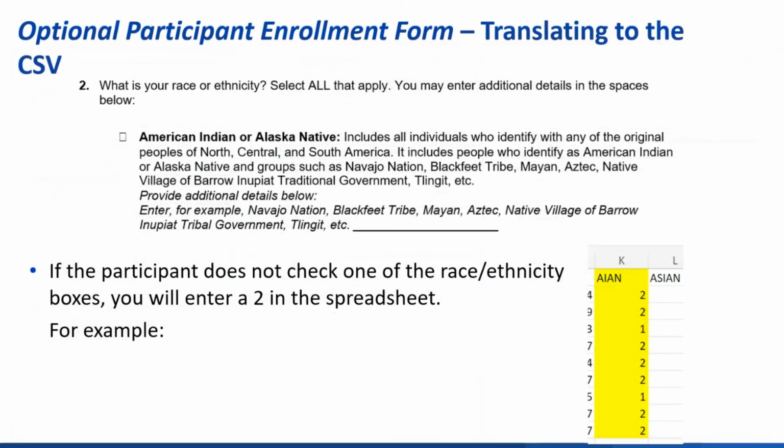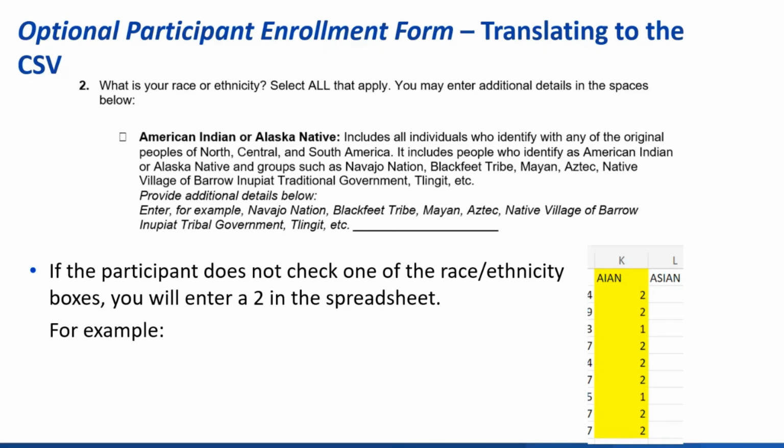Again, the information in the participant enrollment form should be used to populate the CSV data elements. Here is guidance for how to translate the responses to the CSV. For the question, what is your race or ethnicity? Select all that apply. A participant may choose one or more options.